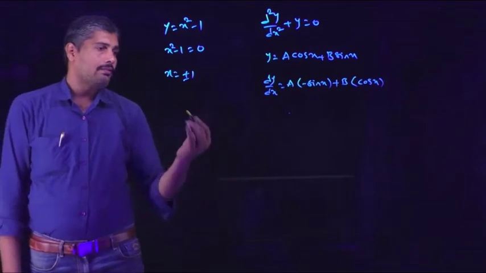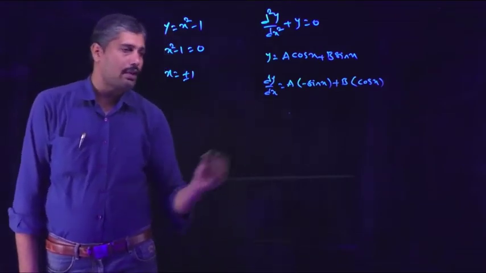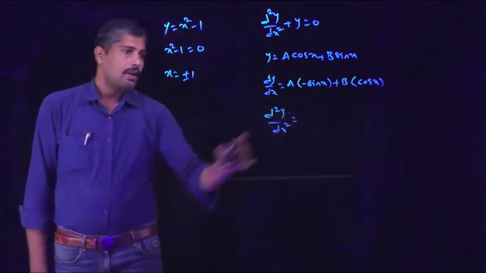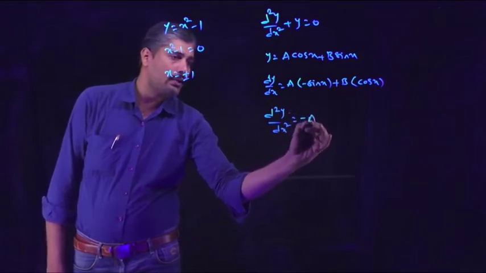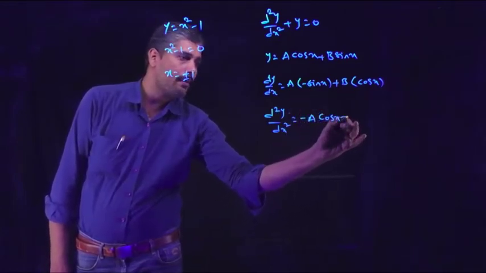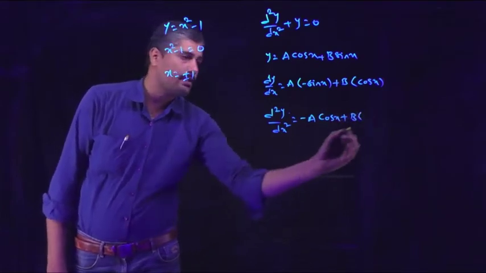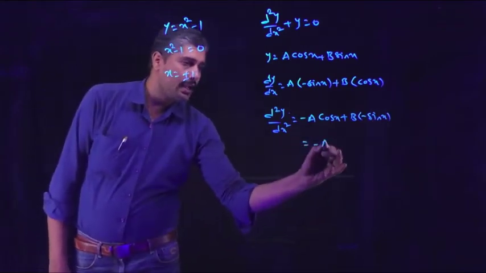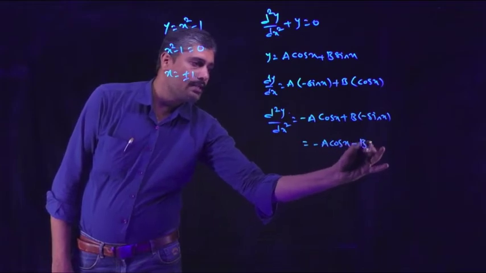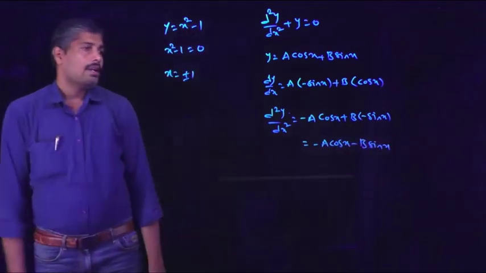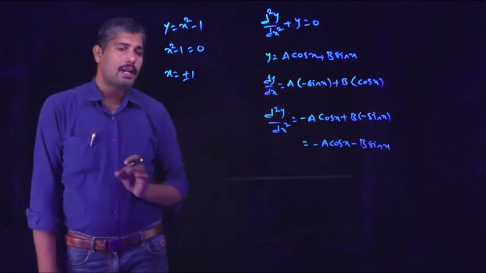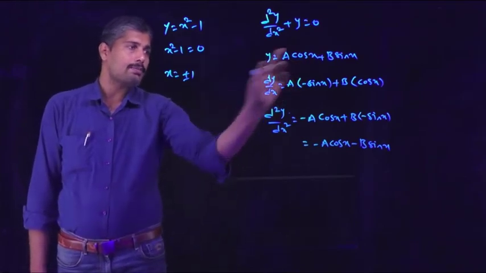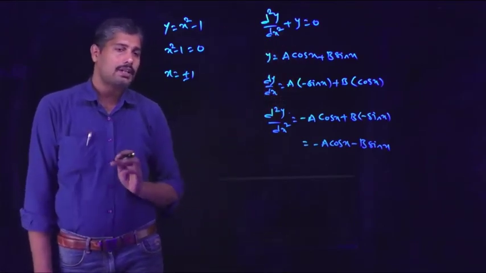plus b into derivative of sin x, which is cos x, right? Then take the second derivative with respect to x. d square y by dx square equal to a into minus derivative of sin x, which is cos x, plus b into derivative of cos x, which is minus sin x. That is minus a cos x minus b sin x. Here y equal to a cos x plus b sin x is the solution of the differential equation.